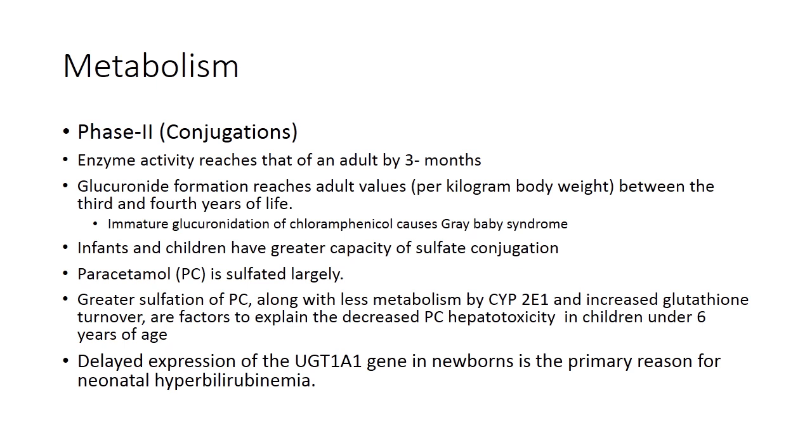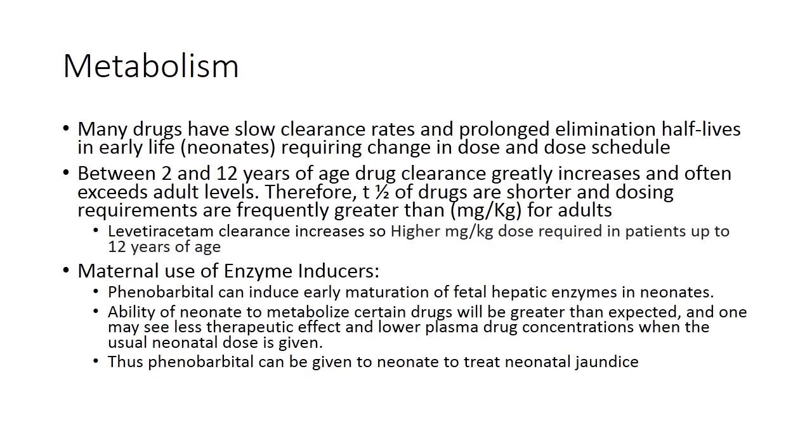Delayed expression of the UGT1A1 gene in newborns is the primary reason for neonatal hyperbilirubinemia because the endogenous bilirubin is not conjugated. Many drugs have slower clearance rates and prolonged elimination half-lives in neonates, requiring changes in the dose and dose intervals. But between 2 and 12 years of age, drug clearance greatly increases and often exceeds adult level. Therefore, half-life of the drugs is shorter and dosing requirements are more frequent as compared to adults.